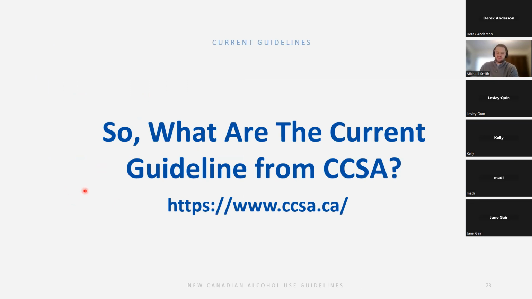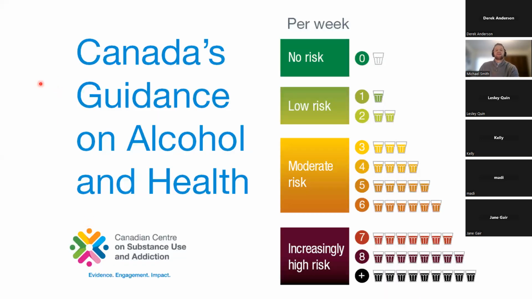So as mentioned, in January 2023, the CCSA released a document called Canada's Guidance on Alcohol and Health. It outlines 7 key takeaways on various factors around the consumption of alcohol, but the largest changes to their recommendations since 2011 are around the risks regarding consumption levels. From this report, they show that there is a continuum of risk when it comes to alcohol consumption.